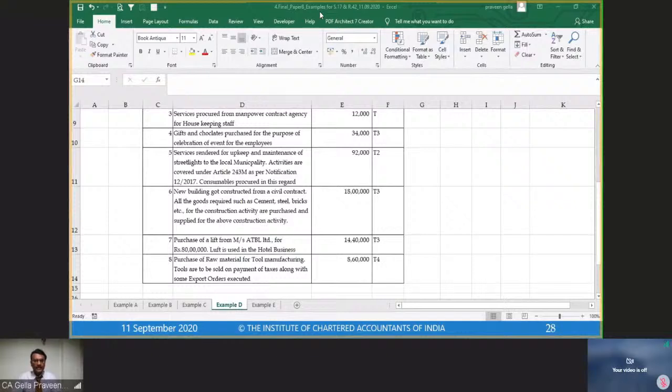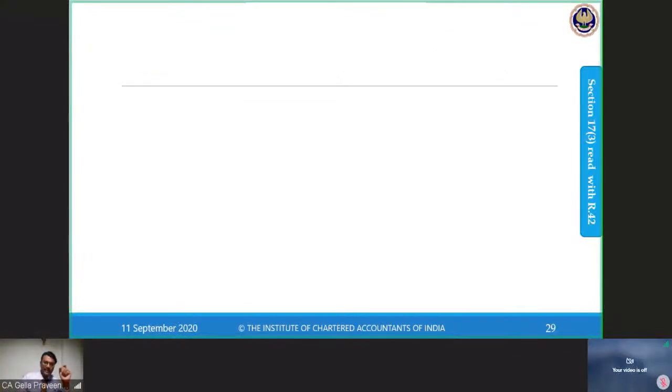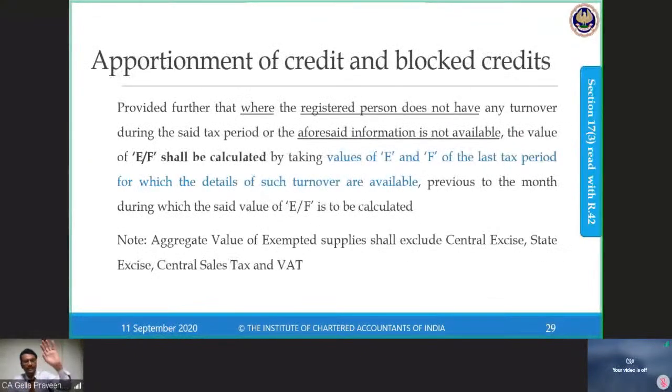Coming back to our presentation. Now, they say further, when you have done all these things, I would like to block your input tax credit. How? Rule 42, 17.3 clearly says that out of your total business, how much comprises exempt supply, to that extent I will block your input tax credit. In the previous slide, we have derived something called D1. D1 is just a mathematical equation: exempt turnover divided by total turnover into C2. C2 is nothing but common credits, as explained by way of a definition.